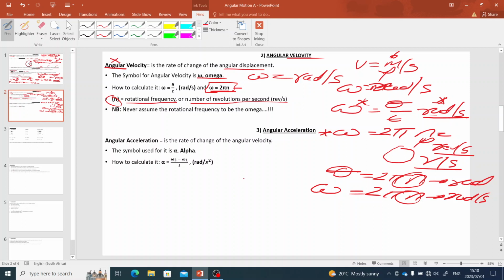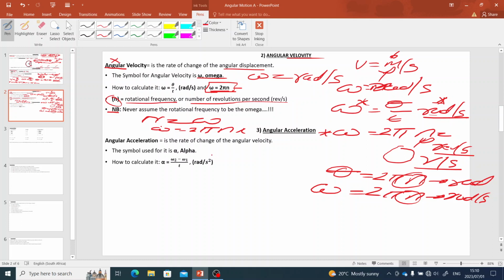That is what I'm emphasizing here as well. Never assume the rotational frequency to be the omega. Instead, when you are given the n for rotational frequency, convert it to omega. How do you convert it? You convert it by using 2 pi n. Please know the SI units like I'm indicating to you. If you know your SI units, you will not go wrong.